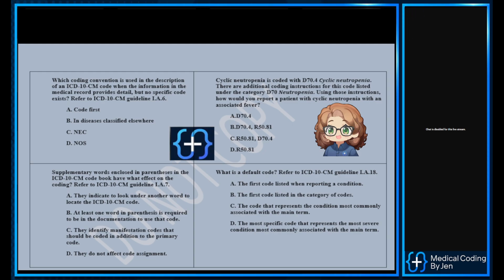The code that represents the condition most commonly associated with the main term. Rationale. The default code is what you'll find next to the main term in the alphabetic index. It represents the condition that's most commonly meant by that term, or it's the unspecified code if there isn't a more specific one. If your documentation just lists the main term and nothing else, use the default code.